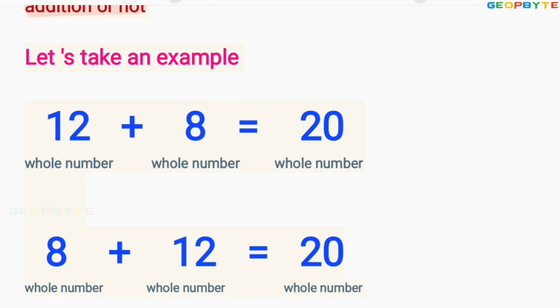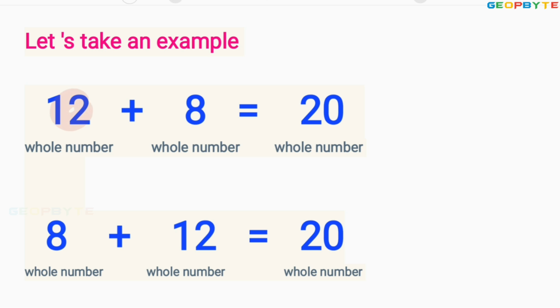Let us take two examples. 12 plus 8. 12 is a whole number, 8 is also a whole number. 12 plus 8 is how much? 20. 20 is also a whole number. Then if I interchange the 8 and 12 and we get the same answer, you can say that the whole number is said to be commutative under addition.